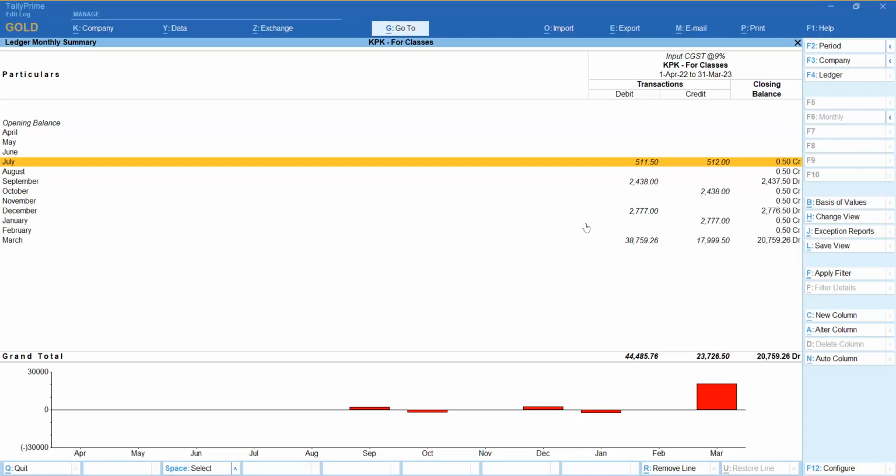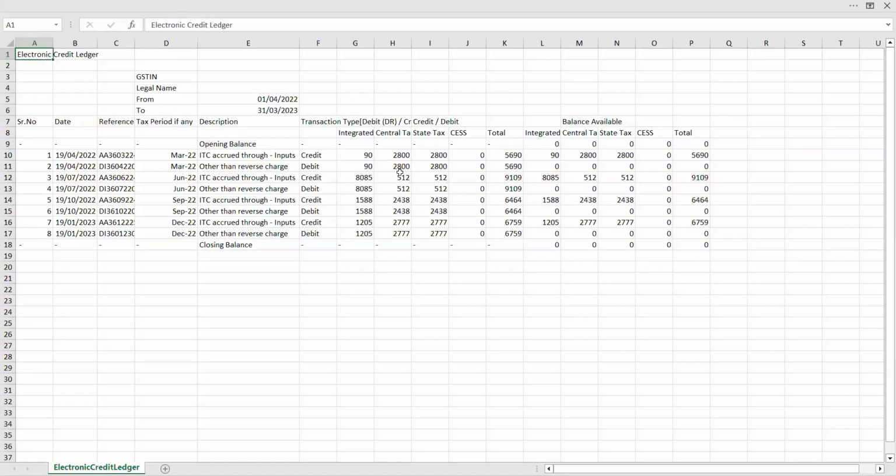Now if you see July, there is some debit. This is the input ledger. I have availed some input of 512 rupees, and in July I have utilized 512 also. I will see in the ledger how it is there. You see here, this is March related, 19th. Now you are able to see the credit ledger, right? Yes, sir. I'm just confirming that I have kept two windows open: one is the Excel credit ledger and one is Tally.